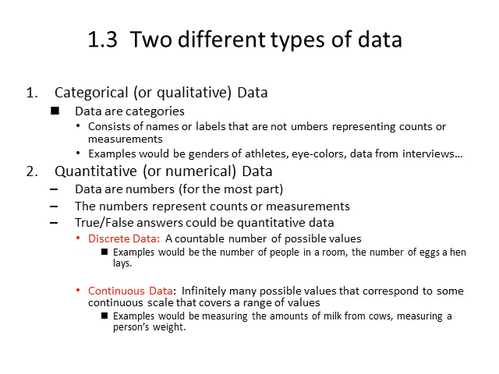We also need to know the difference between discrete data and continuous data. For discrete data, we're looking at countable values. Examples could be the number of people in a room, the number of eggs a hen lays. Continuous data is usually expressed as a measurement, and that's because we can express a measurement with more and more precision if we use a continuous scale and measure out to more and more decimal places. So any type of data that includes measuring or weighing something would be continuous data. An example of continuous data would be measuring the amounts of milk from cows, measuring a person's weight.